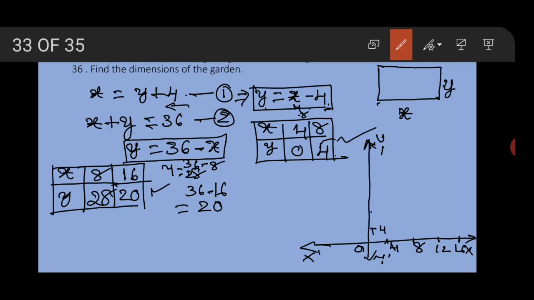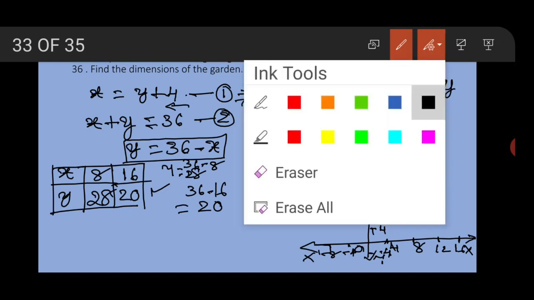Then here 4, this is 8, 12, 16, then 20. Here produce this y-axis. This is 28 in this way. Here this is minus 4, minus 8. Here this is minus 4.